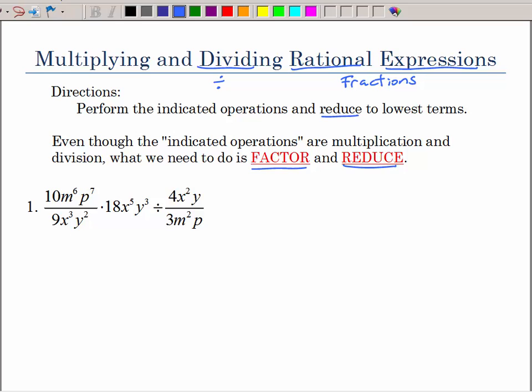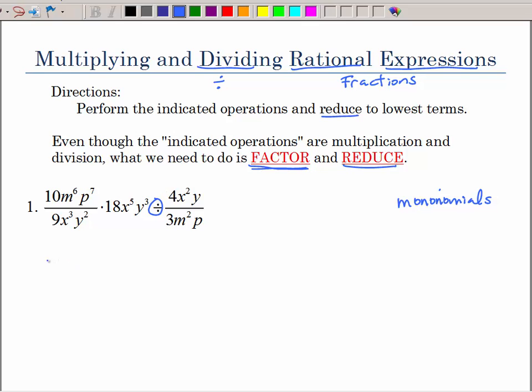Let's look at this first problem. I want you to notice in this first problem we are multiplying and dividing a lot of monomials. Monomial means you have one term. You should not see any addition and subtraction signs, which makes it a lot easier, so that factoring we really don't need to worry about. So let's just look at, would I just start multiplying? Well, no, I need to take care of that division.